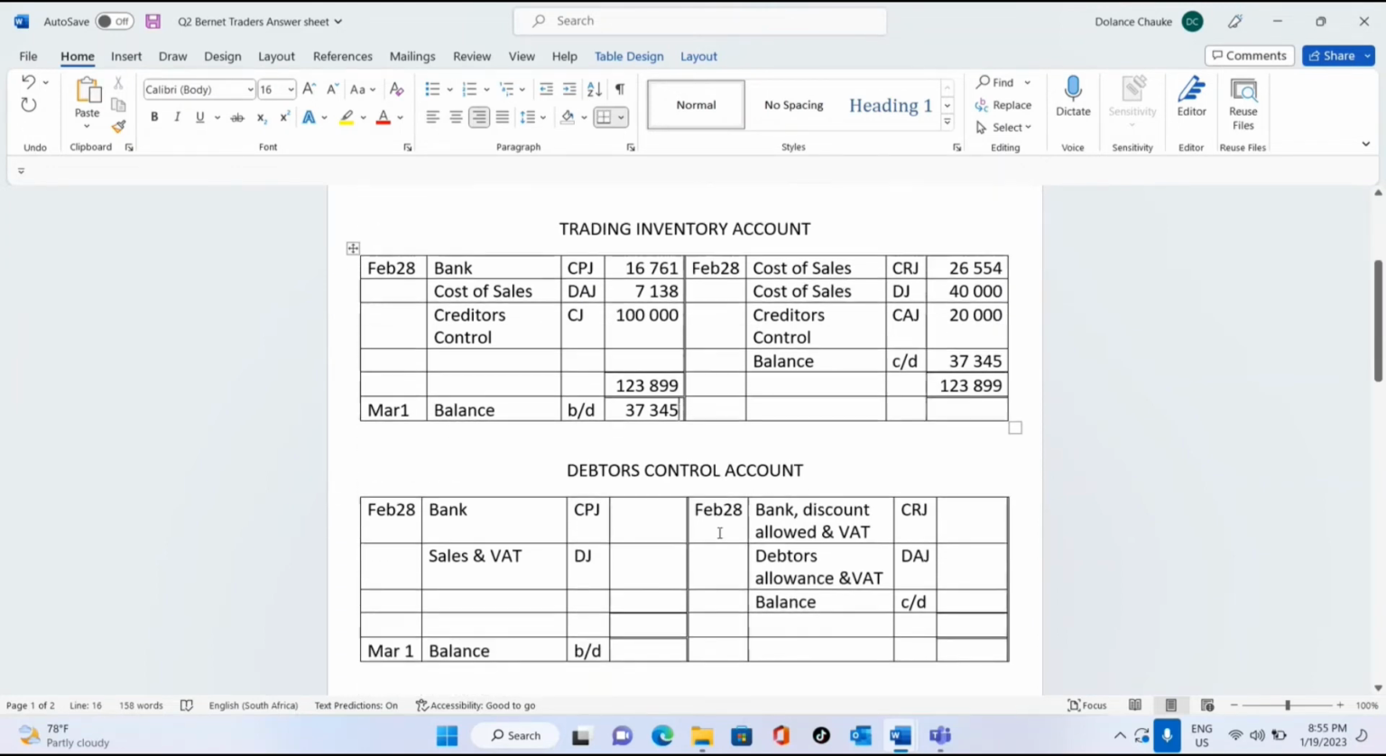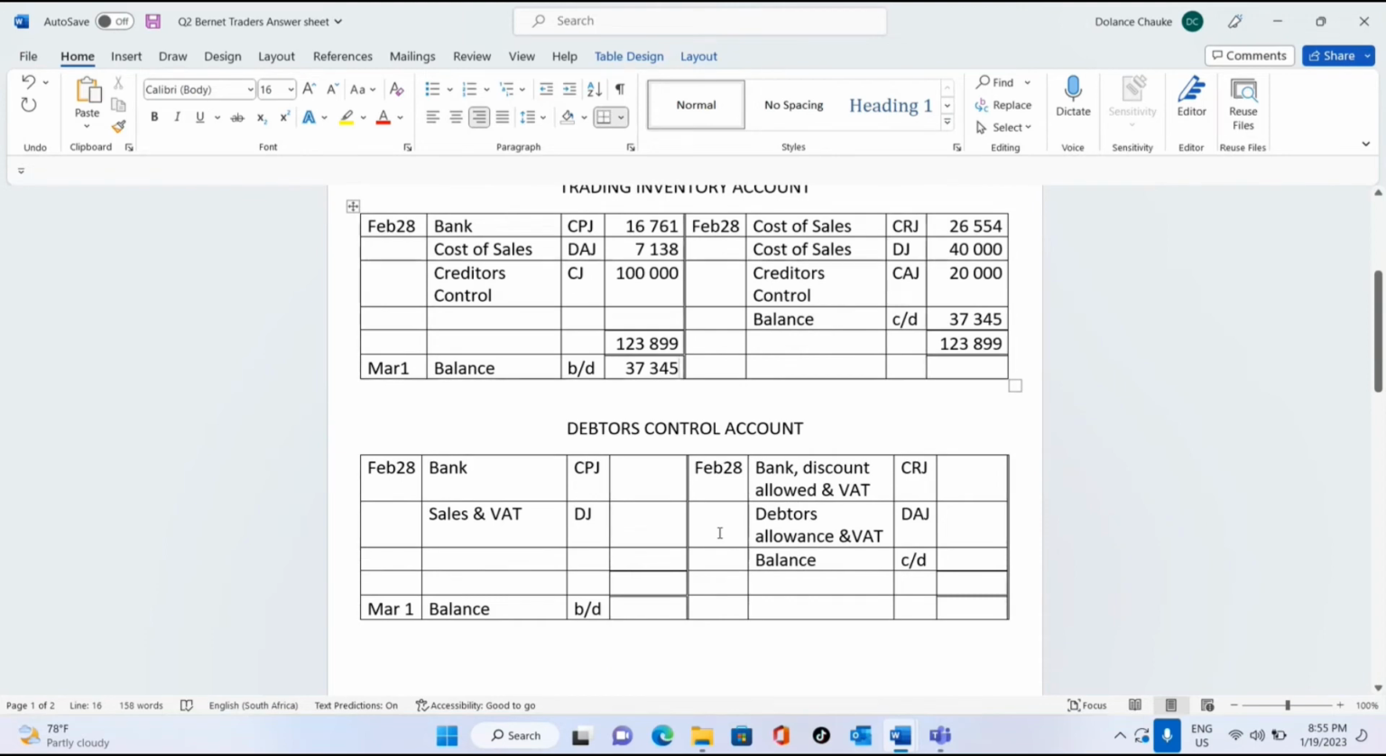Then we're done with the trading inventory account. Let's go to the debtors control account. If you check here, they gave you banks from CPJ, DJ, which is debtors journal, CRJ, DAJ, and then we close. It's easy. So let's go and find our debtors under CRJ first.